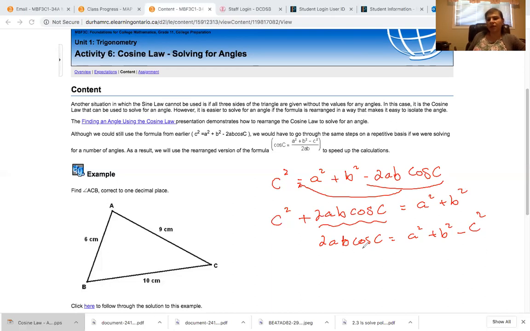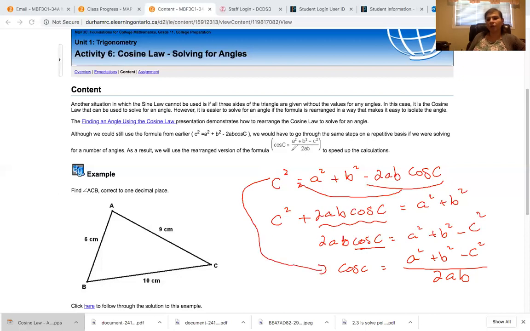Last but not least, I want this by itself. So in order for me to have this by itself, I need to get rid of the 2ab. Because it's 2 times a times b times cosine c, I need to bring the 2ab over as a division, because the opposite operation of multiplication is division. So that's going to be cosine c equals a squared plus b squared minus c squared all over 2ab.